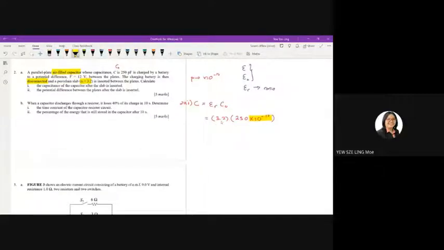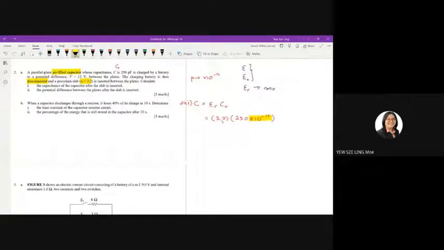Tetapi kalau dalam exam dicadangkan Anda tulis nilai dia. Jangan tinggalkan dia dalam bentuk prefix. Sebab kalau kamu ada pengiraan yang lebih daripada satu step, then you are going to get the wrong unit. You are going to get the wrong final answer.